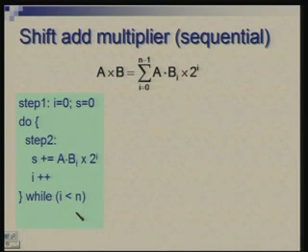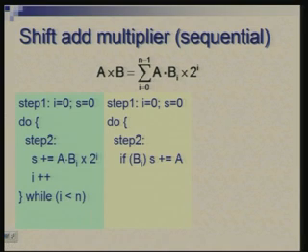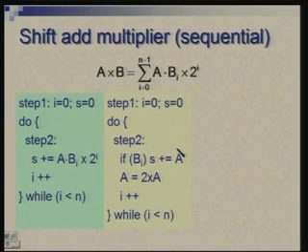Now, there could be some improvements made in this. Instead of adding A multiplied by 2 raised to I, what I could do is actually keep on shifting A itself, okay, keep on modifying A. So, every cycle A will get doubled, all right, and then I need to add A only. So, let us see the algorithm with this modification.